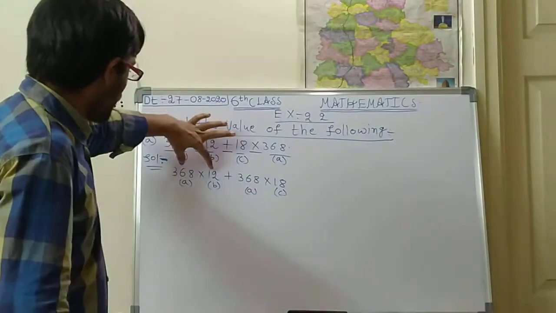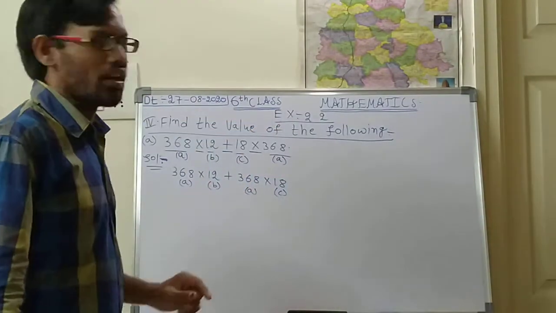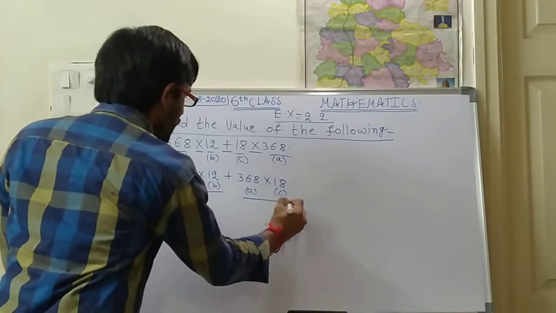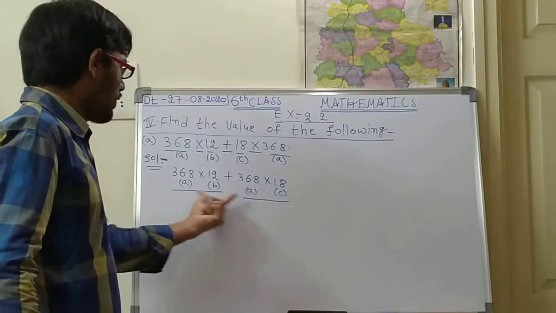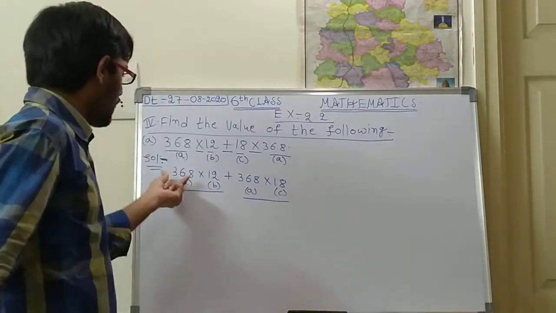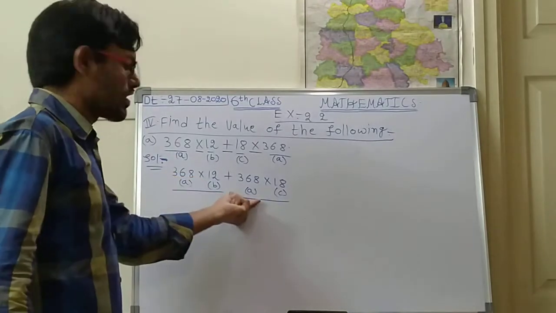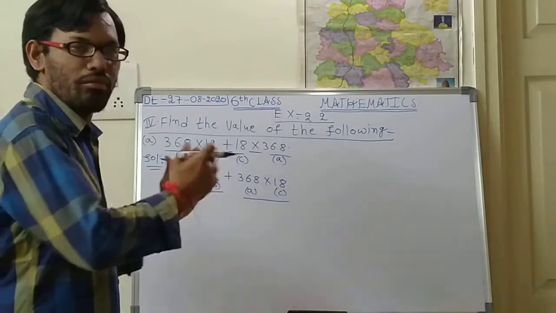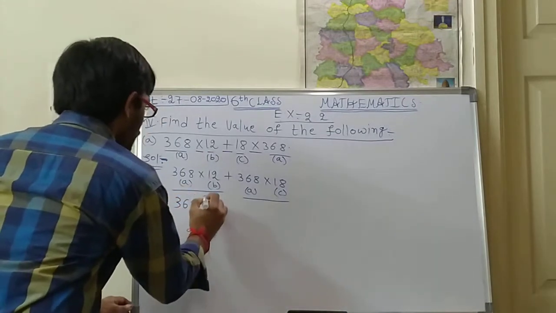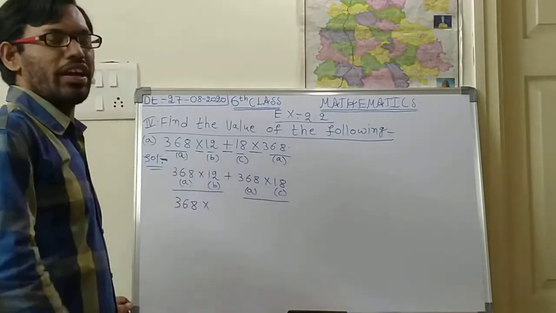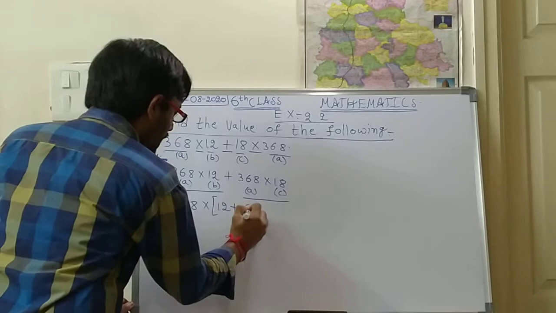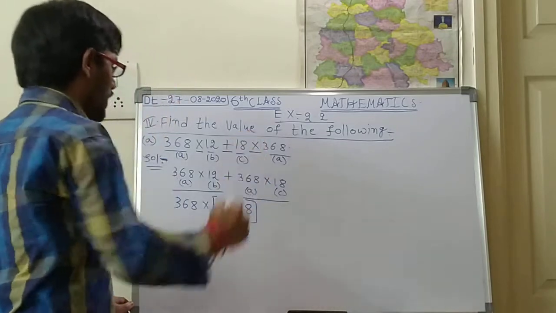So here, A into B plus A into C. There are two terms: A into B is one term, and A into C is another term. In the two terms, 368, that is A, is common. So I am taking A as common: 368 into the bracket of 12 plus 18.